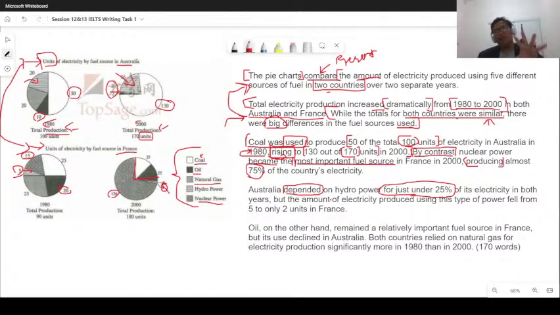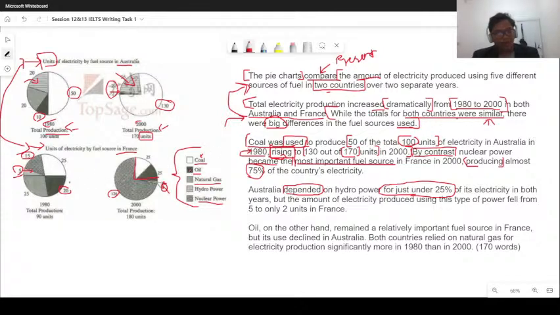Okay, so one paragraph should focus only on one topic, on one of the types of information, whether you're focusing on the highest values, the lowest values, the consistent trend, the fluctuating trend, right? Or the anomalies, like the biggest change, the least change. Those should be one paragraph each. Okay. And then if we kind of look at the very last paragraph, oil, on the other hand, remained a relatively important fuel source in France. Okay, let's take a look at oil.